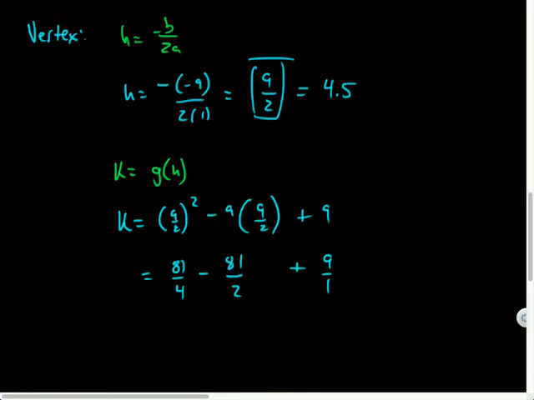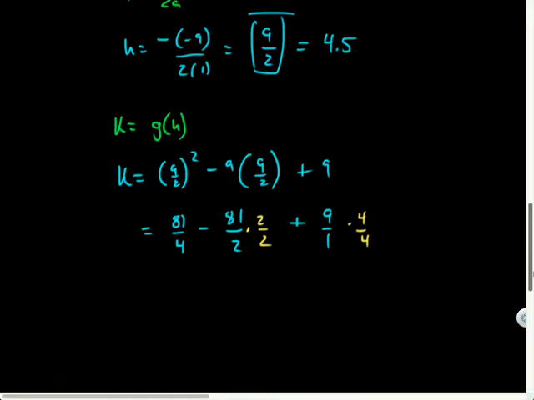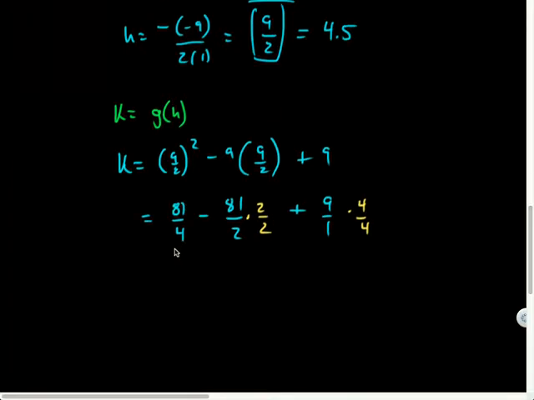Because 9 over 2 is 4.5. To combine these, I'll need a common denominator. Multiply this by 2 over 2, this one by 4 over 4. If you need practice with adding and subtracting fractions, check out Khan Academy. Search for adding fractions. So 81 fourths minus 162 fourths plus 9 times 4 is 36 fourths. So equals 81 minus 162 is negative 81.